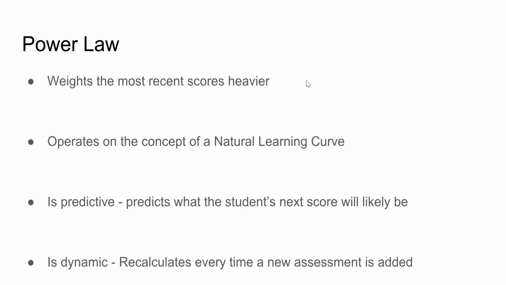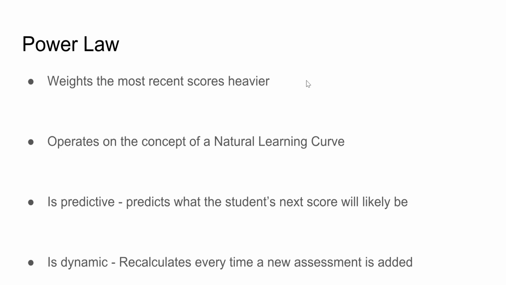So the important thing to remember is that it weighs the most recent assessments heavier. It operates on the concept of a natural learning curve. What the power law assumes is that the most recent student is going to be the smartest student. So a student today hopefully is smarter than they were yesterday and the day before that. So it takes that into consideration. That's why it's weighting the more recent scores heavier.